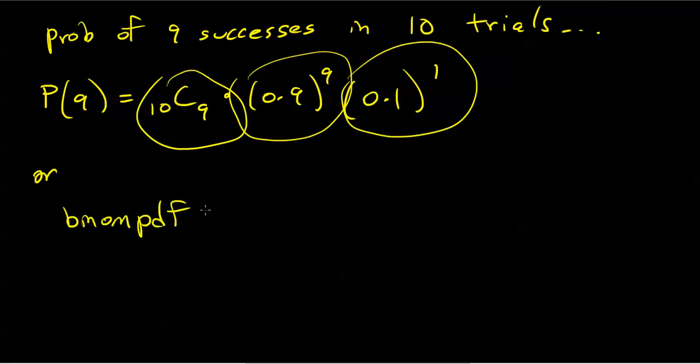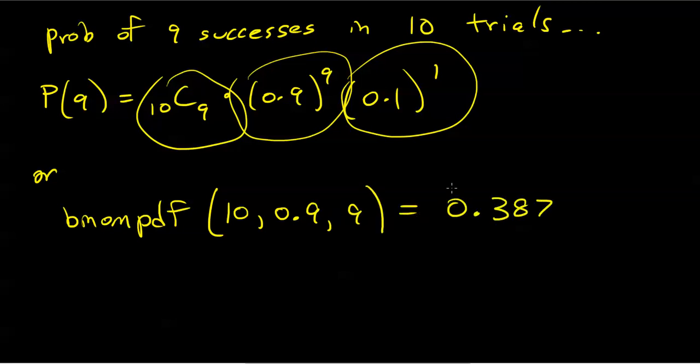Alright, so we should be familiar with how to call up this command into our home screen through the distribution menu. Enter in Binomial PDF with N and P and X written in that order, and punch it out, and I get 0.387.